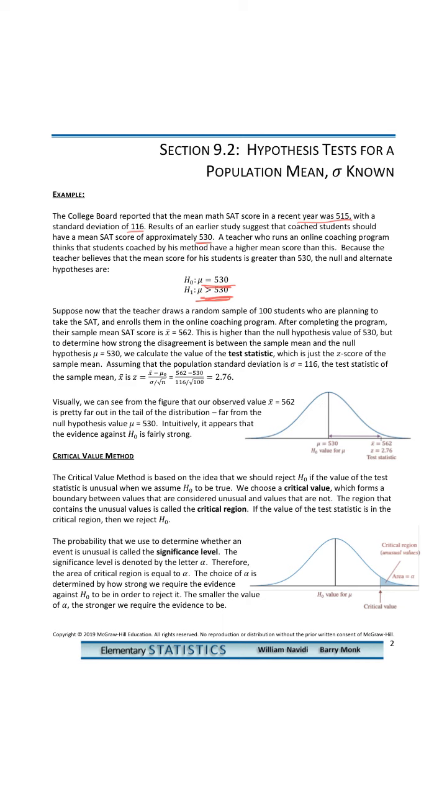Now the teacher draws a random sample of 100 students who are planning to take the SAT and enrolls them into the online coaching program. After completing the program, their sample SAT score is 562. This is actually higher than the null hypothesis value, that means this is greater than 530. Can he reject the null hypothesis and conclude that the mean SAT math score for these students is greater than 530?